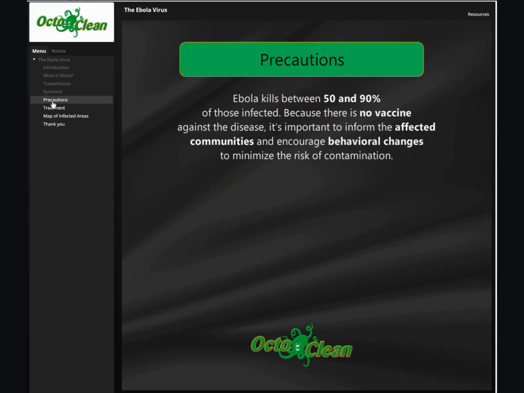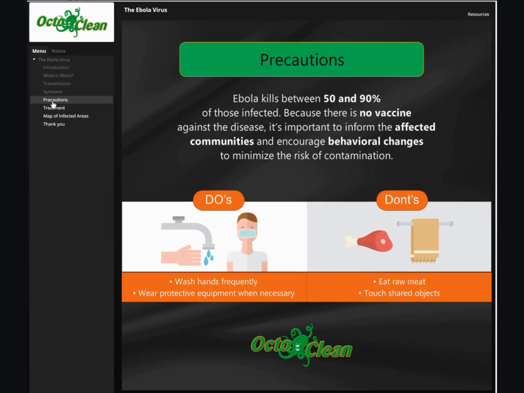Precautions. How do I minimize my risk of infection? Ebola kills between 50 and 90% of those infected. Because there is no vaccine against the disease, it is important to inform the affected communities and encourage behavioral change to minimize the risk of contamination.